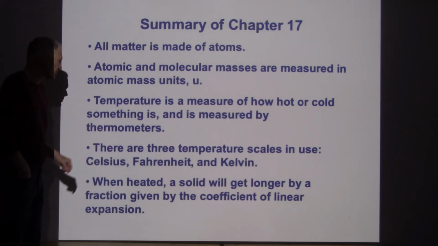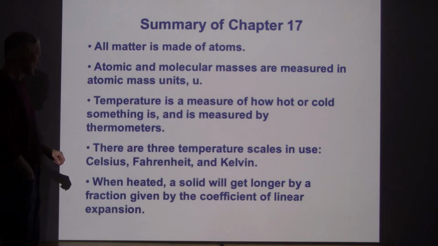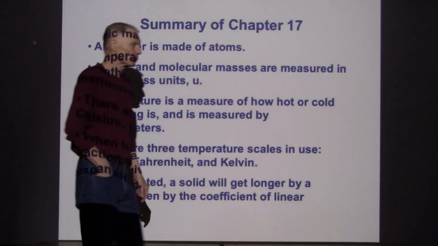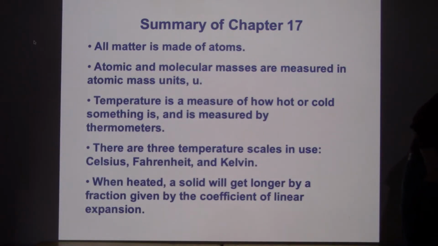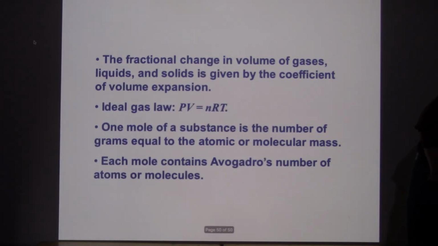Temperature scales: Celsius, Fahrenheit, and Kelvin. And then we move on to thermal expansion. We can approximate expansion using a linear formula. And then we move on to ideal gas properties here. So here are the properties of the ideal gas. It looks like we have a few more minutes here.